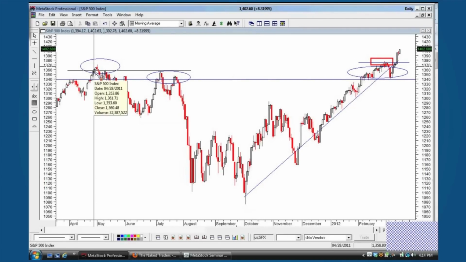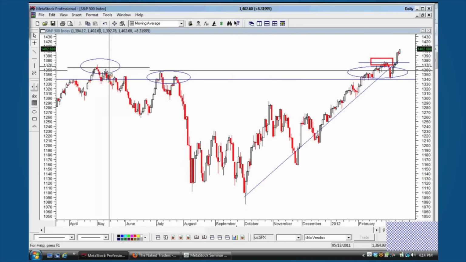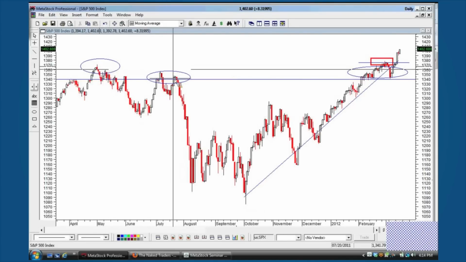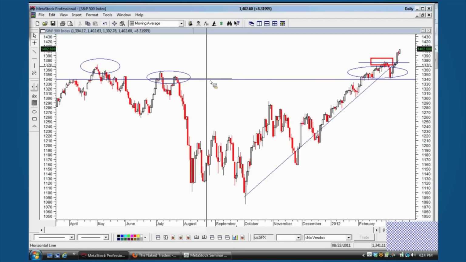So on the charts right now, you just see it in one area. But if you take it all the way back and you're going back several years, you're going to see that there's some common areas where they had some sticking points.